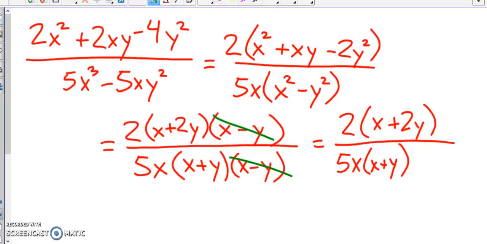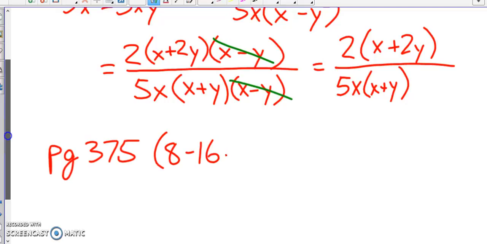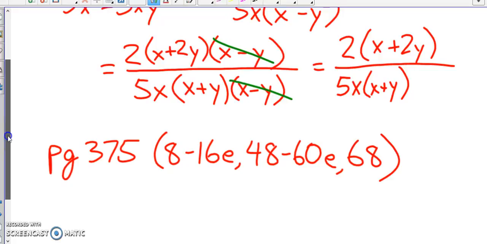And that's basically all there is to it. Here's the assignment that goes with this section. Page 375. On page 375, I need 8 through 16 even, 48 through 60 even, and 68. See you next time.